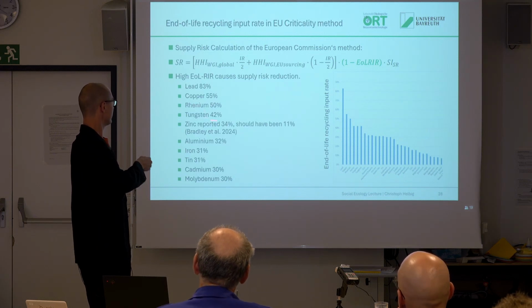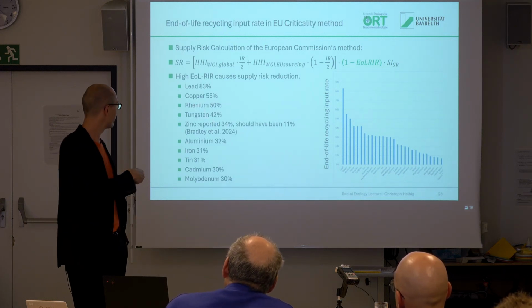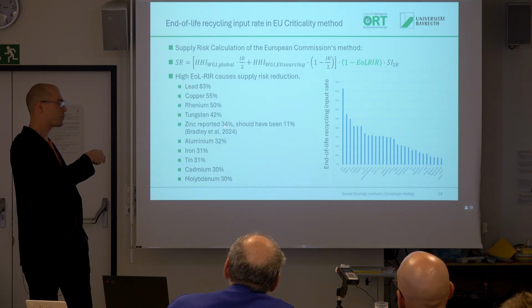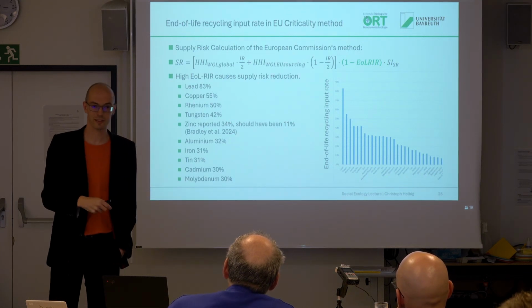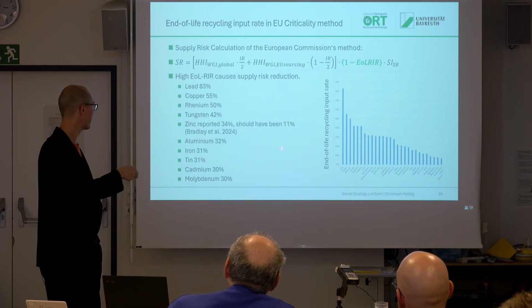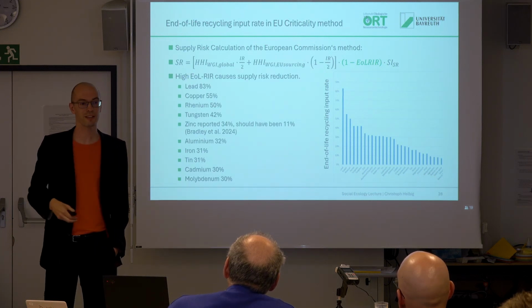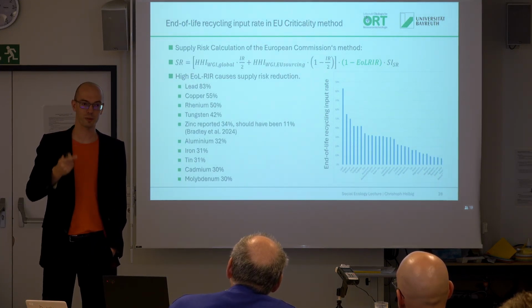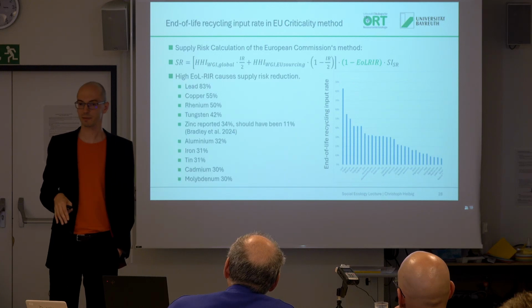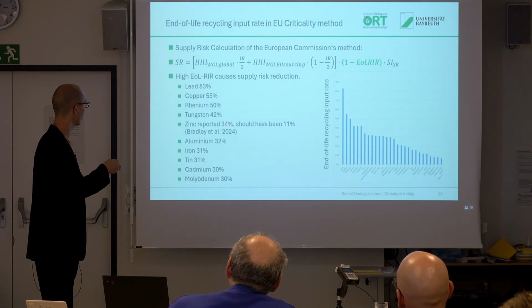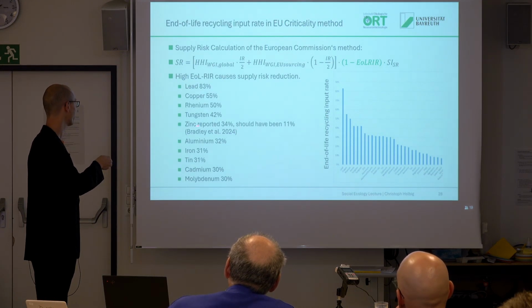Tungsten, zinc. There's a very nice article on why exactly this 43% number is wrong. It shouldn't have been used by the European Commission. Actually, it's 11%. It's way worse. Zinc would have been a critical raw material, but it's not, because the European Commission doesn't acknowledge that they made a mistake in that regard.